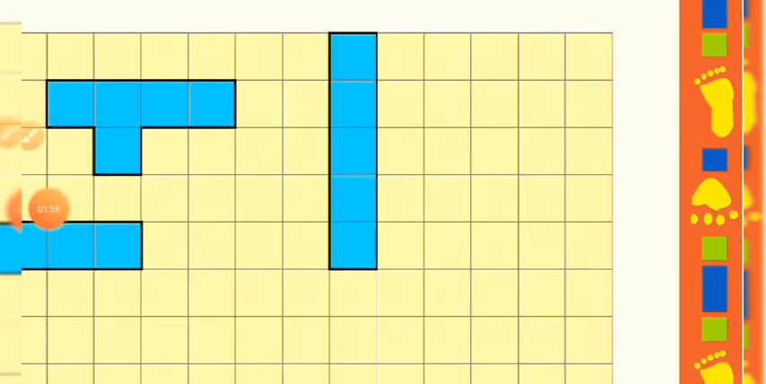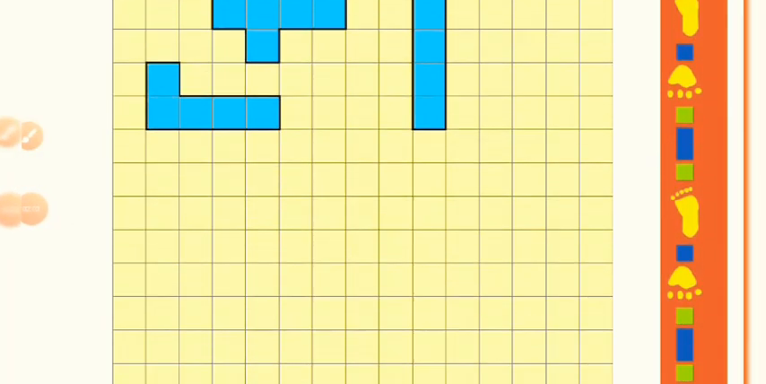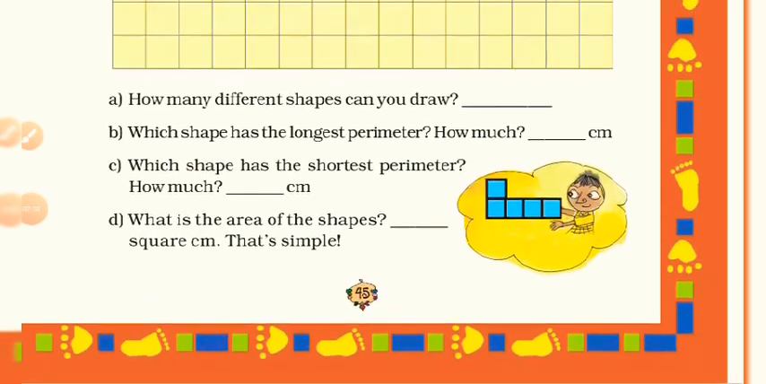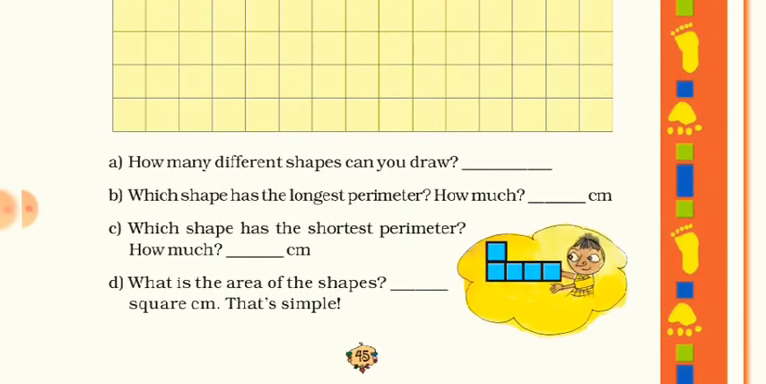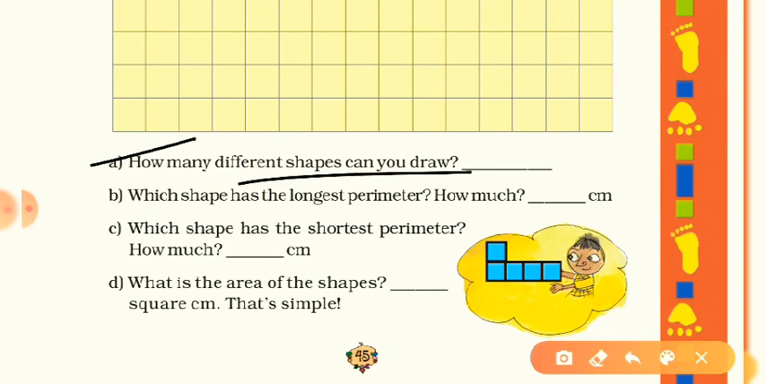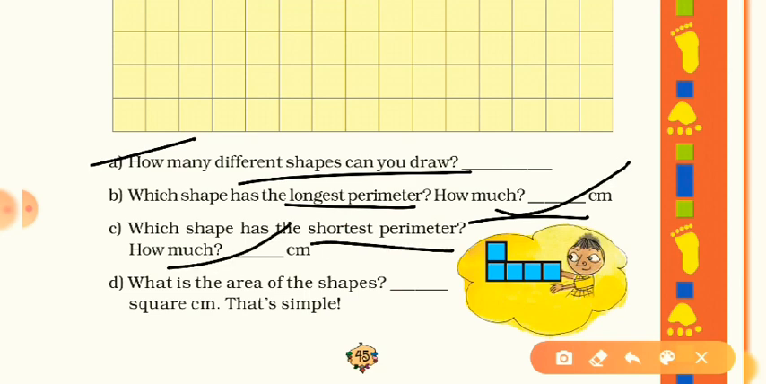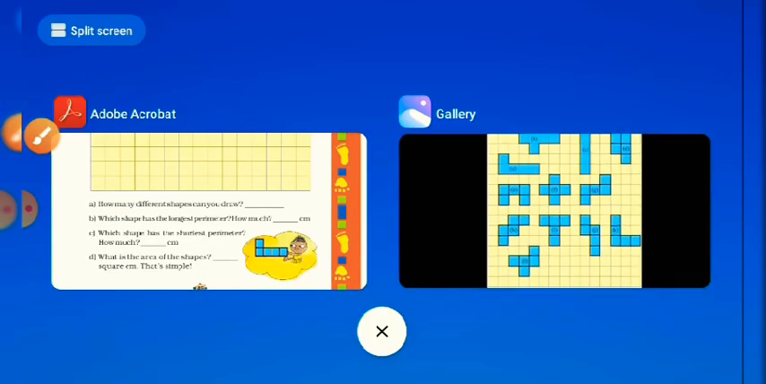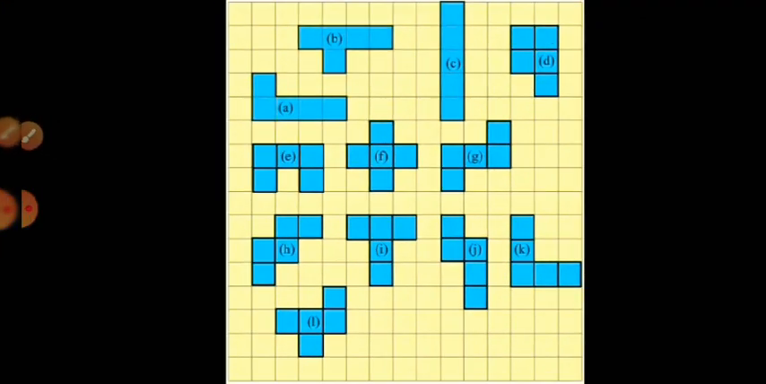Here we have to draw some other pictures, but before drawing that we have some questions. So first read them all. The first is, how many different shapes can you draw? We will draw them, then write how many shapes we drew. The second is find the longest perimeter from those shapes, and how much is that? We will write. Then we have to find the shortest perimeter from those shapes, and what is that perimeter? We will write that. And the area of the shapes we will also find. For this I have a picture of pentominoes.